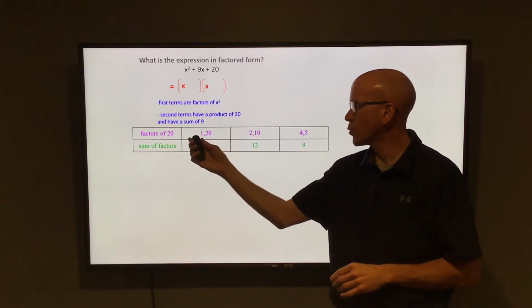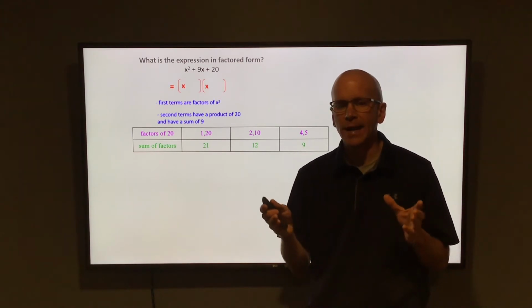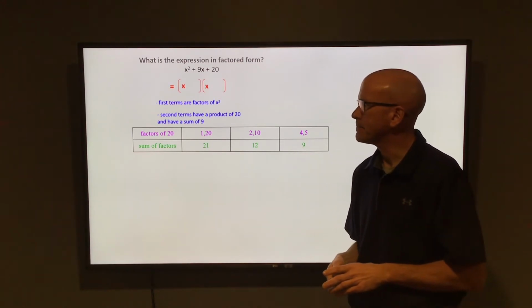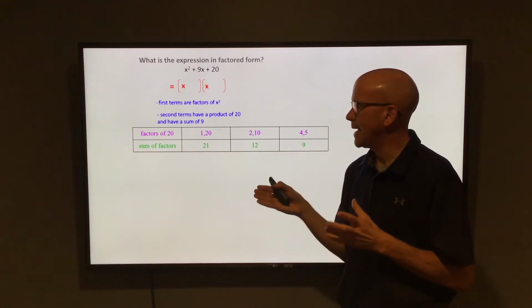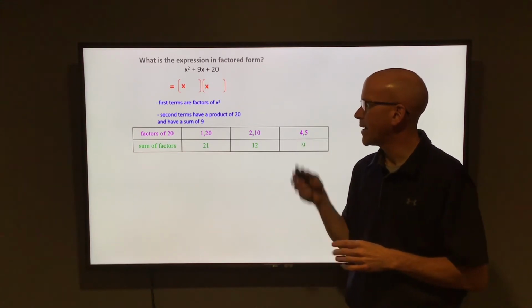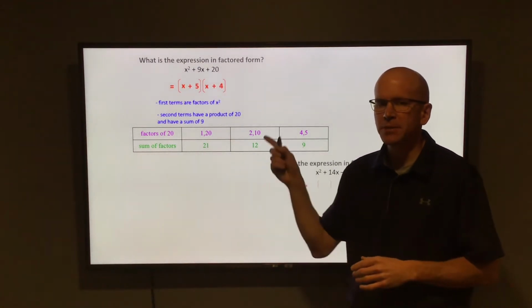But factors of 20 would be 1 and 20, 2 and 10, 4 and 5. You're looking for a pair that add together to make 9. So a pair that multiplies to make 20 and adds to make 9 would be this 4 and 5. Those two numbers multiply to make 20, add to make 9. Those would be the second terms of the two binomials.